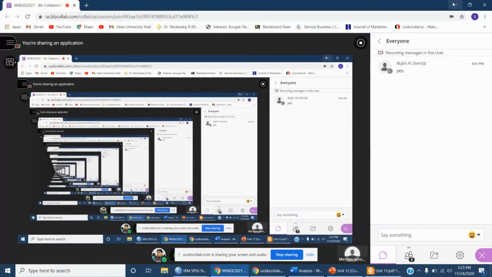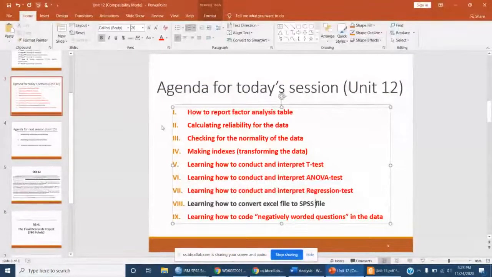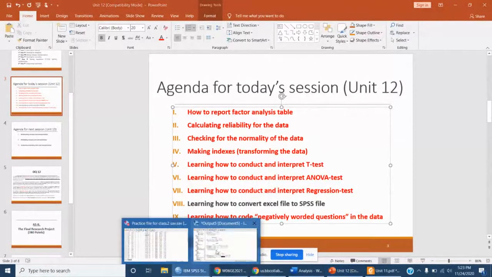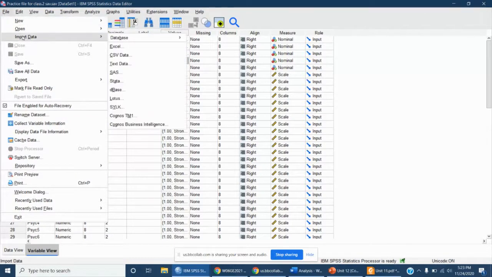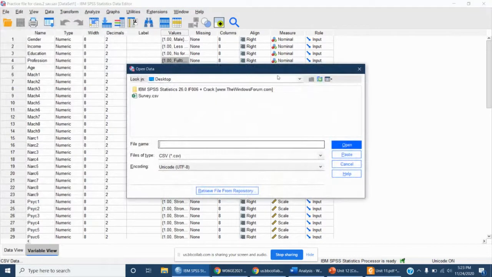Okay, so many students ask me how to convert data from Excel to SPSS, because when you are collecting data through an online medium, the data is usually collected in the form of an Excel file. So this is how you can import data to the SPSS software. Go to the file, choose the import data option, and usually the data is available in CSV form. So import data, go to the CSV option, open it.